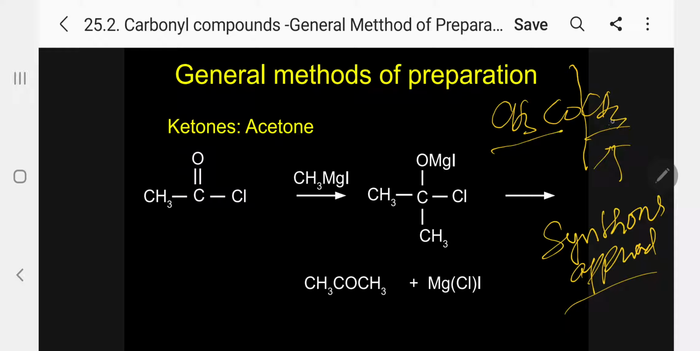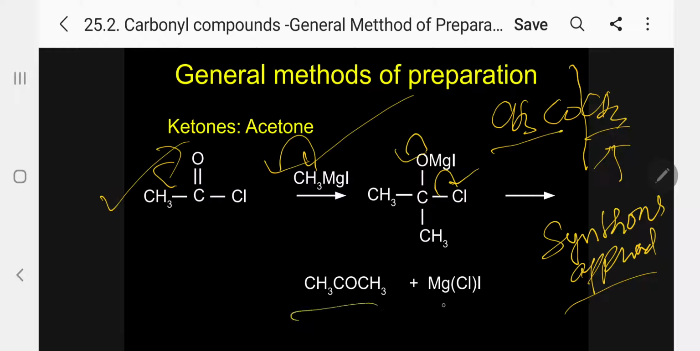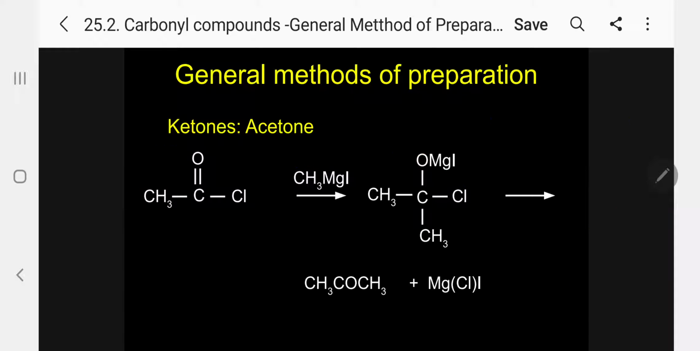So for example, methyl magnesium iodide, the Grignard reagent, and CH3COCl, acetyl chloride. Please follow. When you add these two, we get this intermediate. From this we get acetone and MgClI. Kindly follow. So any aldehyde or any ketone you can very easily identify by using this synthon approach.